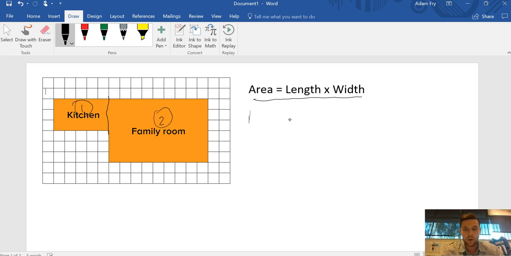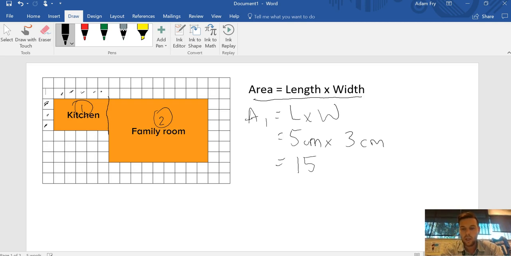So if we're doing shape 1, area 1 equals length times width. We need to work out what the length and the width are. Now, each of these blocks is one centimeter. So our width is 1, 2, 3 centimeters, and our length is 1, 2, 3, 4, 5 centimeters. Now all we have to do is a simple multiplication sum. 5 times 3 equals 15.